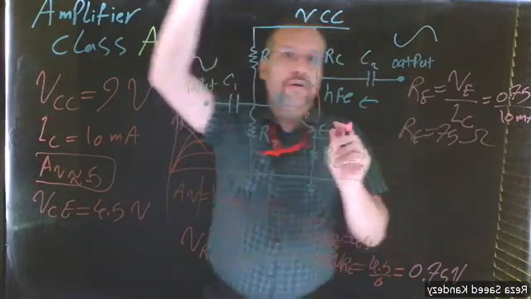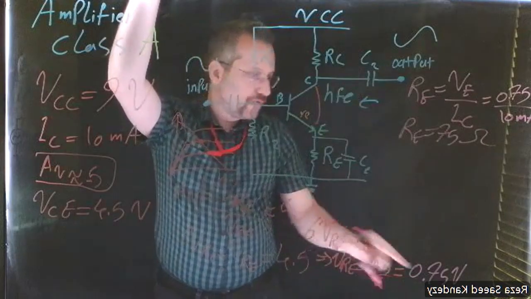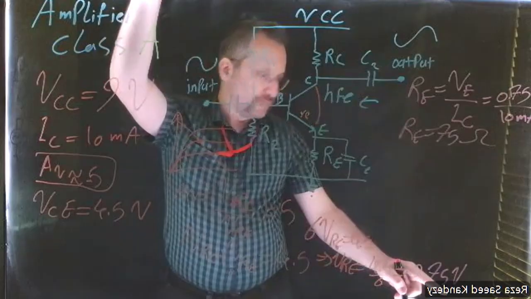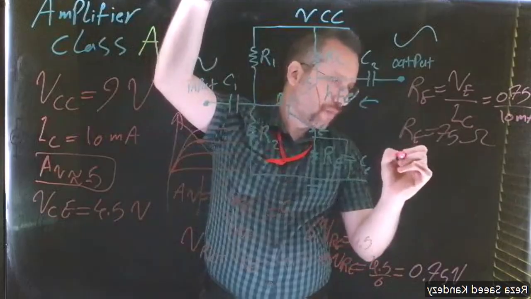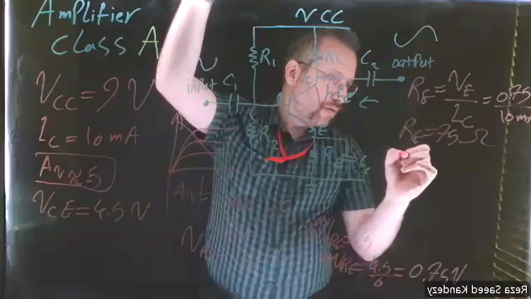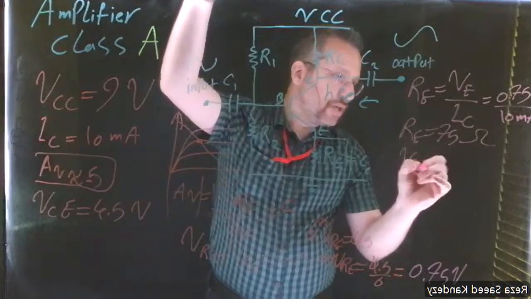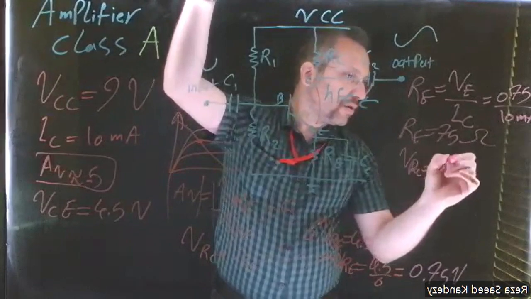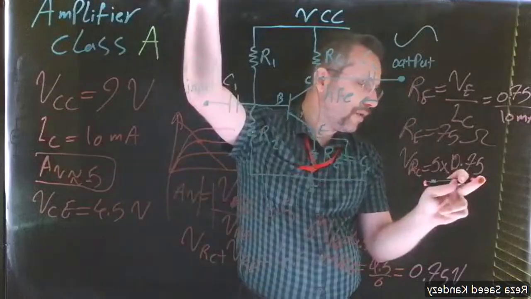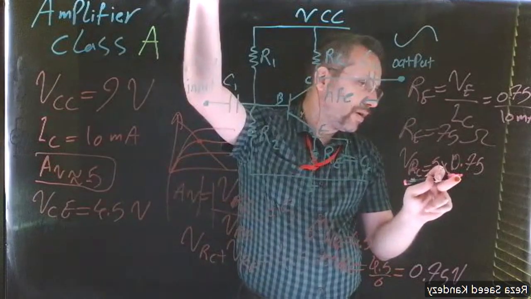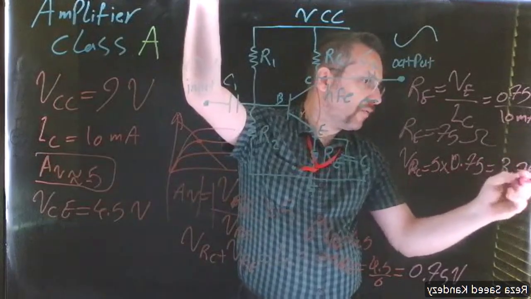Now, the voltage across RC is 5 times of that. So the voltage across RC is 5 times 0.75, which is 3.75 volt.